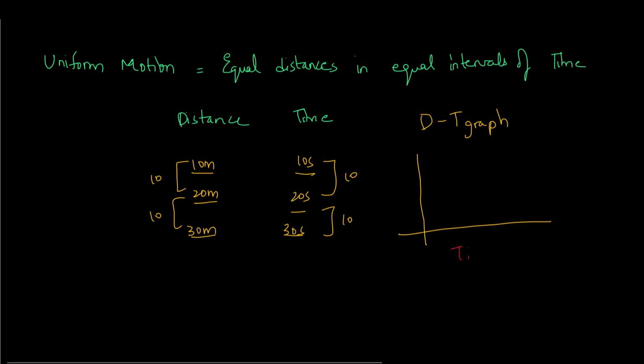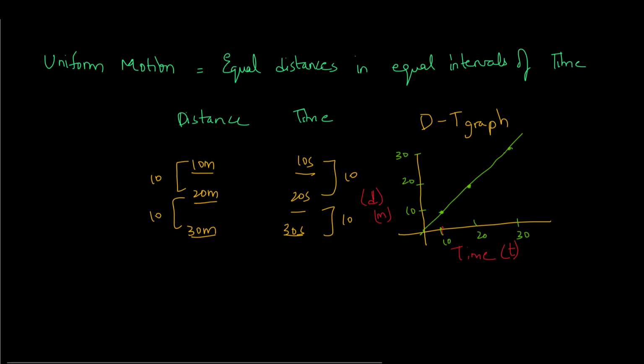Considering time on the x-axis, that is t, and distance on the y-axis, that is d in meters. Here I have 10 second, 20 second, 30 second, and 10 meter, 20 meter, 30 meter. If we plot the graph of uniform motion, it will be a straight line.